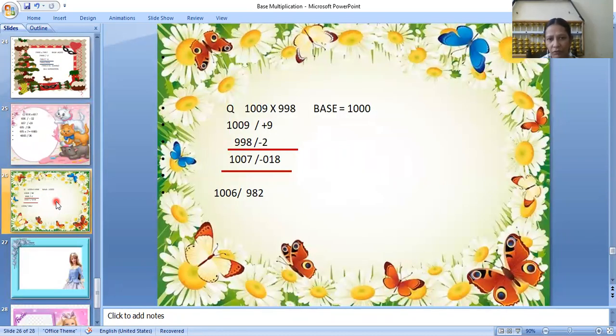And the last question which I am now going to take with you, this is also interesting question. This is very easy. Now 1009 multiplied by 998, you know the base here is 1000. So now 1009 minus 1000 is plus 9. Now 998 minus 1000 is in negative term, so minus 2 here. So plus 9 into minus 2 will be minus 18.